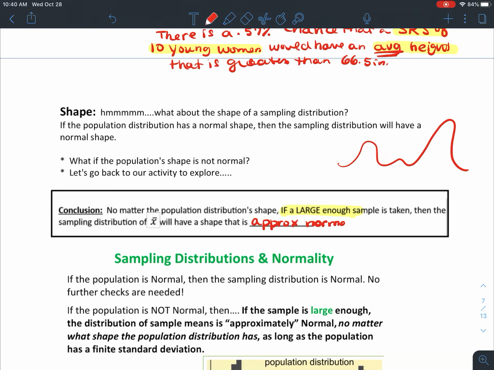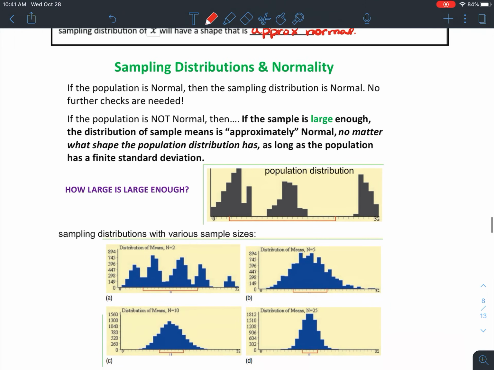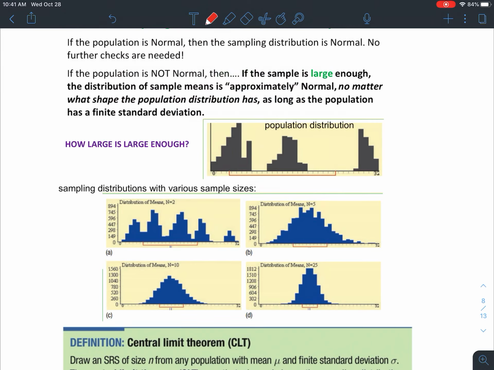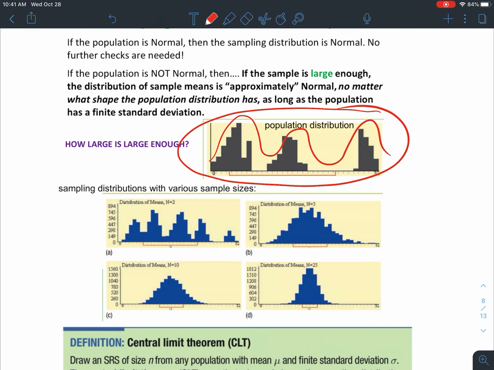Now, we need a way to say what large enough means. We're going to say a sample size that is large enough would be as long as you are taking a sample that is 30 or greater. That's what we were looking at down here. Let's say this was the shape of your population distribution, a really wacky shape, almost trimodal. If we only do sample sizes of 2, calculate the average, plot that on a dot plot and keep repeating that, this doesn't feel very normal. There are still a lot of bumps along the way.